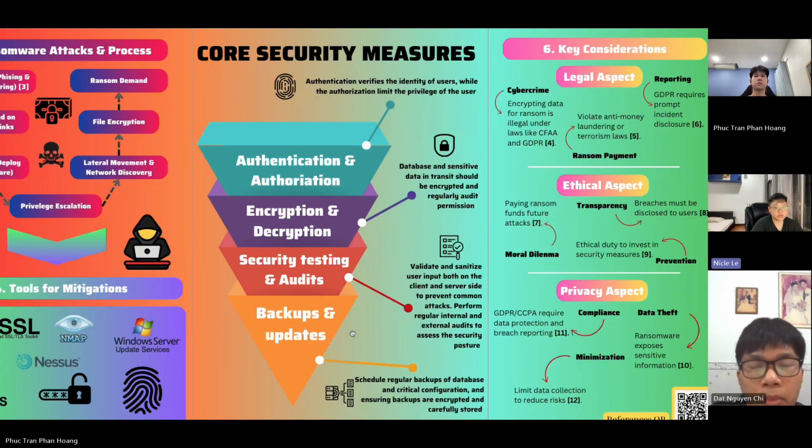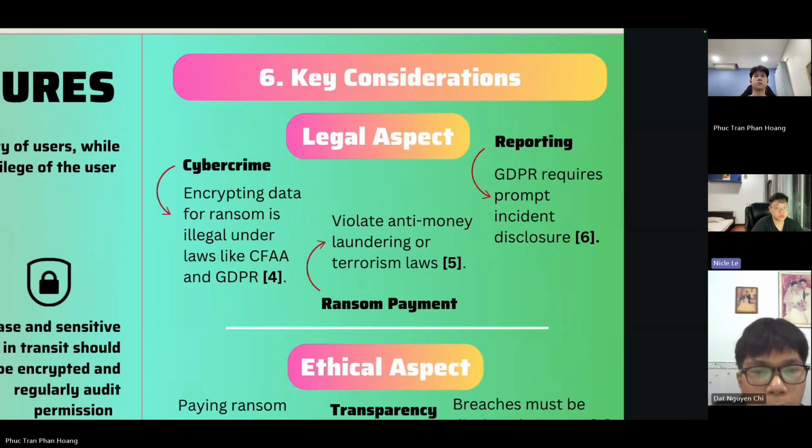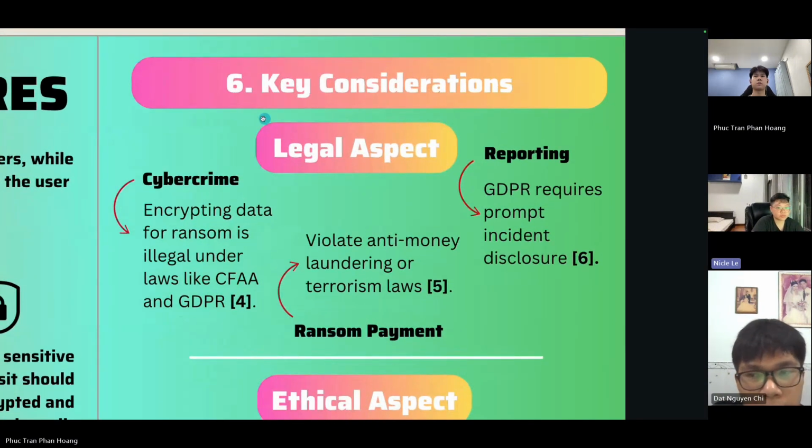So for our final part, we examine the legal, ethical, and privacy aspects to ensure a comprehensive approach to ransomware attacks. First of all is the legal aspect. Most ransomware violates the law, so make sure you understand that cybercrime is illegal and that encrypting data for ransomware is illegal. The next part: paying the ransom violates money laundering or terrorism laws. The third one is reporting the ransomware to the local administrator.